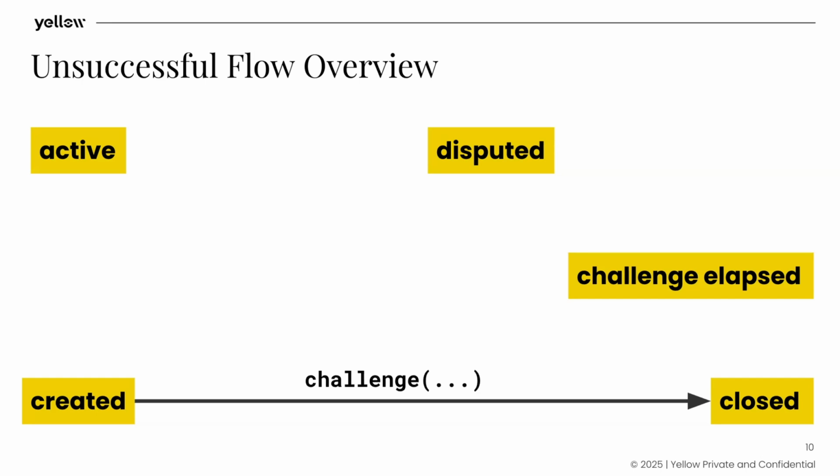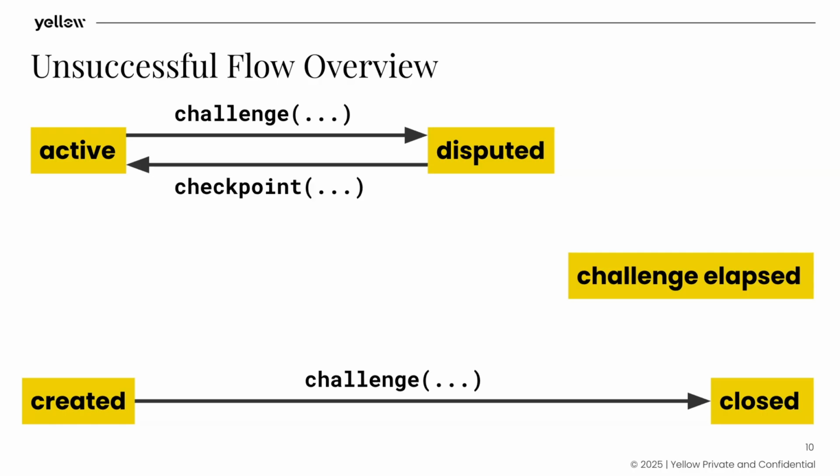A channel can transition from created to closed when a creator invokes a challenge with an initial state. A channel can transition from active to disputed when any of the participants challenges the channel with a valid state, which is newer than the latest known on chain. A channel can transition from disputed to active when any of the participants, including the one that initiated the challenge, checkpoints the channel with a valid state, which is newer than the one supplied during the challenge.